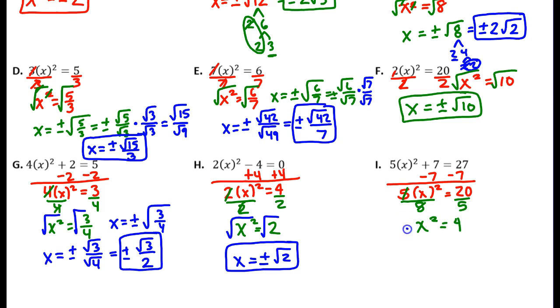And now I want to square root both sides to get rid of the square. When I do that, I get x is equal to plus or minus the square root of 4. Square root of 4 is equal to 2. So my final answer is x equals plus or minus 2.